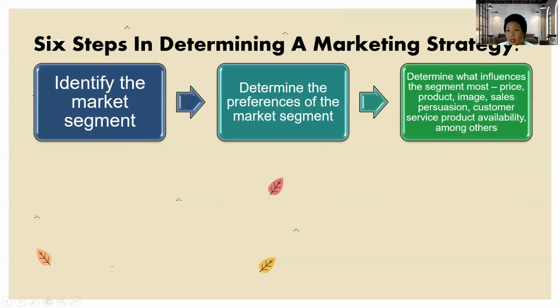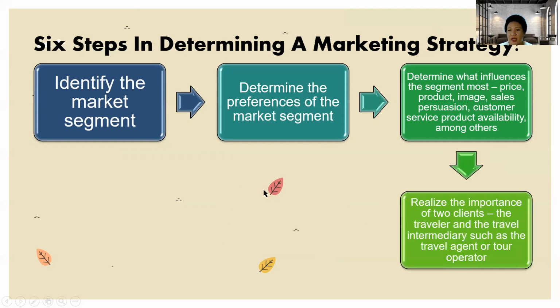Then we need to determine what influences the segment most. Would it be price, product, image, sales persuasion, customer service, product availability, and the like? And we need also to realize the importance of 2 clients. We have the traveler and the travel intermediary, such as the travel agent or tour operator. So take note that in tourism, we have 2 types of consumers or clients, okay? The traveler itself and the travel intermediaries.